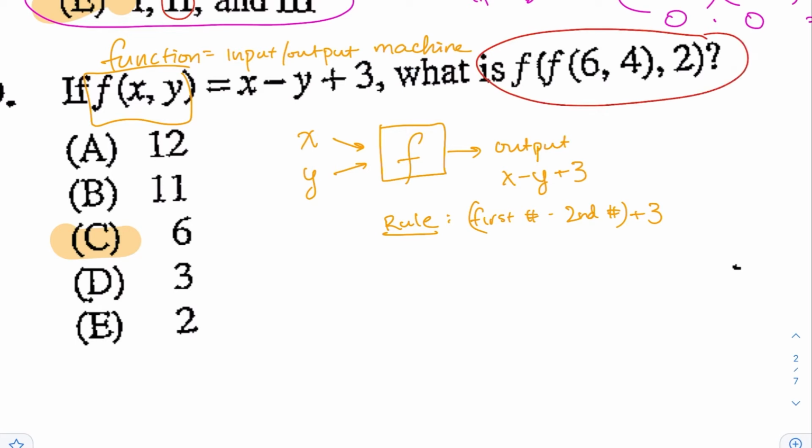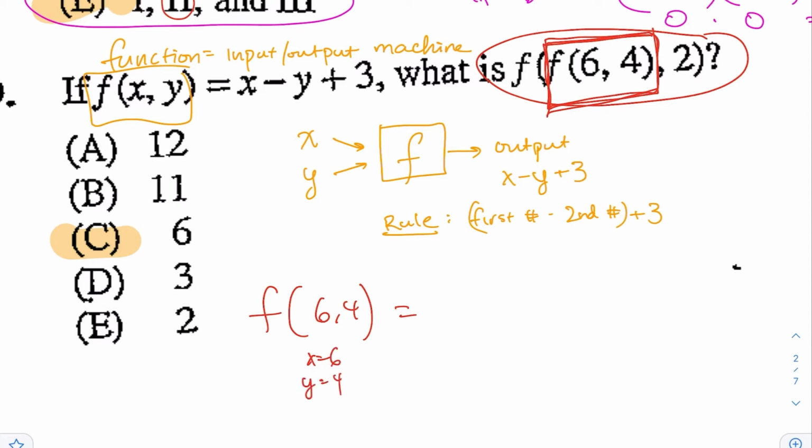Now, in this really complicated function, we actually see there are two functions. So there's two machines. Just like the order of operations, you want to do the function in the middle first, the innermost function, this nested function here. So you'll have to do f of 6, 4 first. So here, just follow the rules. x is equal to 6, y is equal to 4, the first and second numbers.